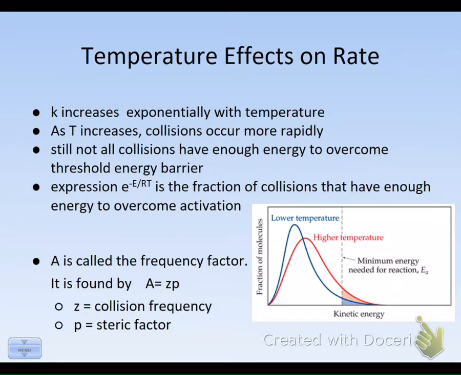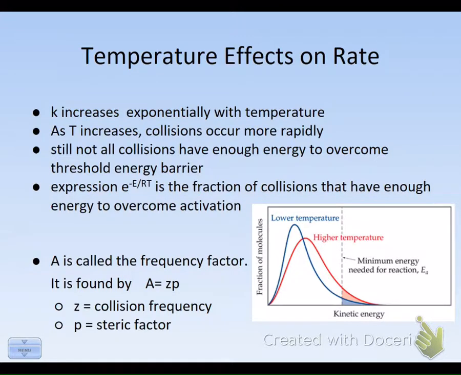All right, so just hitting some of the same topics again. You can't say it enough, it seems. So we know that the rate constant is dependent on temperature and is an exponential increase. I talked before about how collisions are going to happen more rapidly as the temperature goes up. We still don't have enough energy to always overcome the activation energy. And if you look at the Arrhenius equation, that factor, the exponential function e to the negative Ea over RT, is a measure of the fraction of collisions that have enough energy to overcome the activation energy.